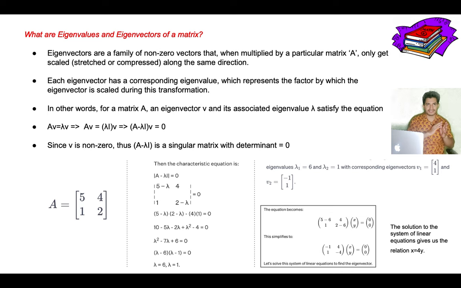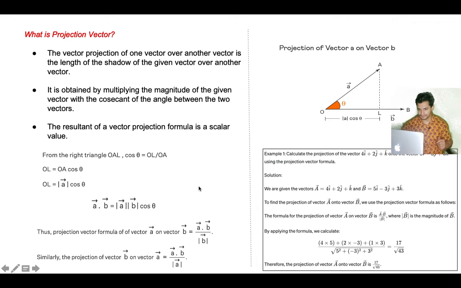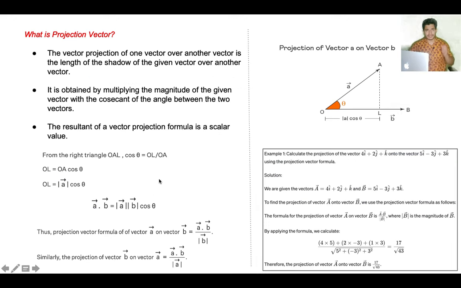For a matrix, there exists a special set of vectors which just get scaled or compressed in the same direction. They don't change direction, and these are the eigenvectors, and the amount of scaling or compression that happens is given by the eigenvalue. And where are eigenvectors and eigenvalues used in machine learning? Before looking into that, we also need to understand what a projection vector is. Once we know eigenvectors, eigenvalues and projection vector, we can look at where it is exactly used in machine learning. So next, let's look at what a projection vector is.